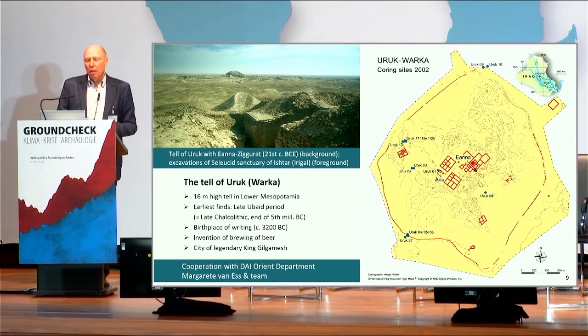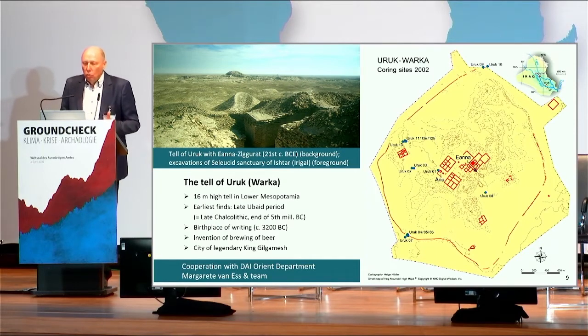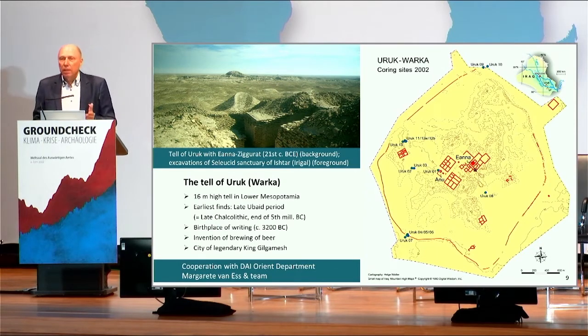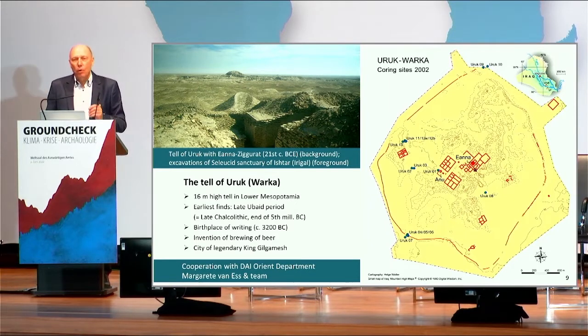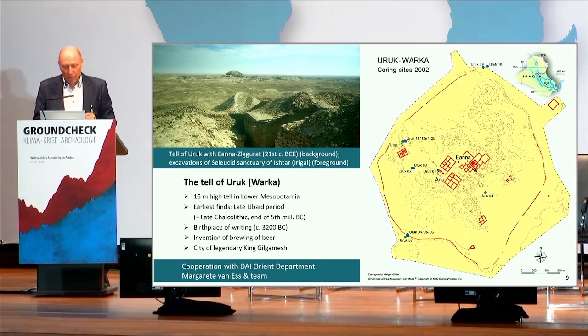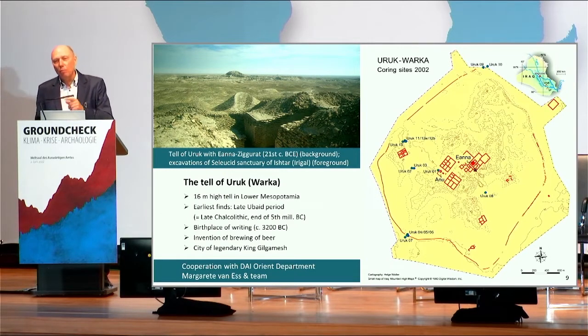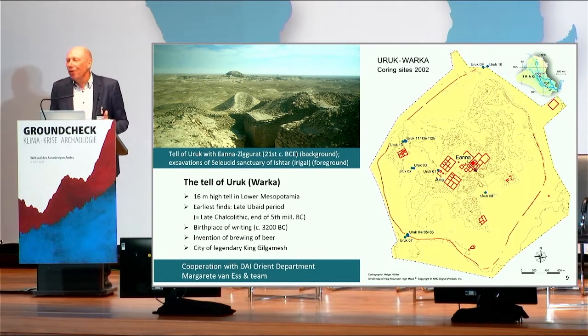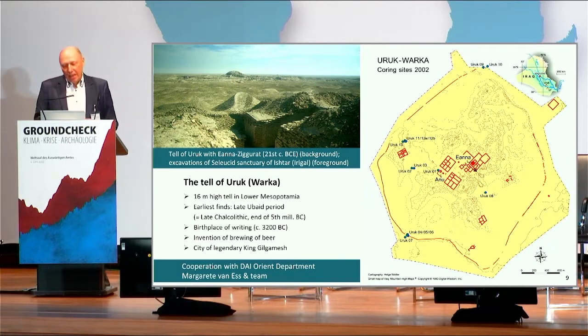I go to another example, in this case with Margarete van Es from the Orient Department of the DAI. This is now Uruk, Warka. It's an interesting tell. It's 16 meters high, and it was here that the writing was invented. The cuneiform lettering was invented, and the brewing of beer was invented. So later in the evening, when you have a beer, think of it. It was invented here. That's an important technology, of course. And it's the city of the legendary King Gilgamesh.